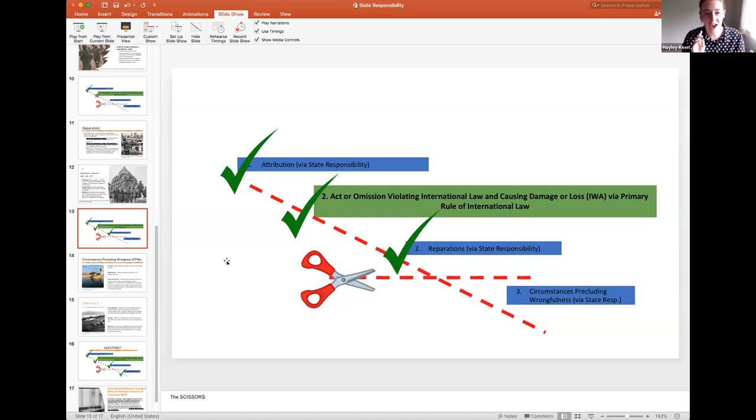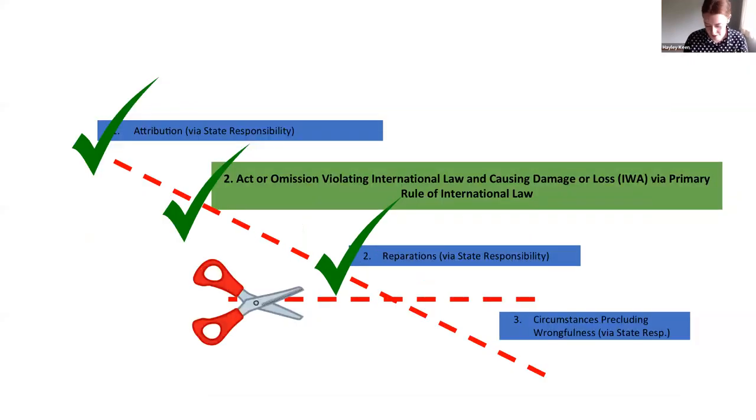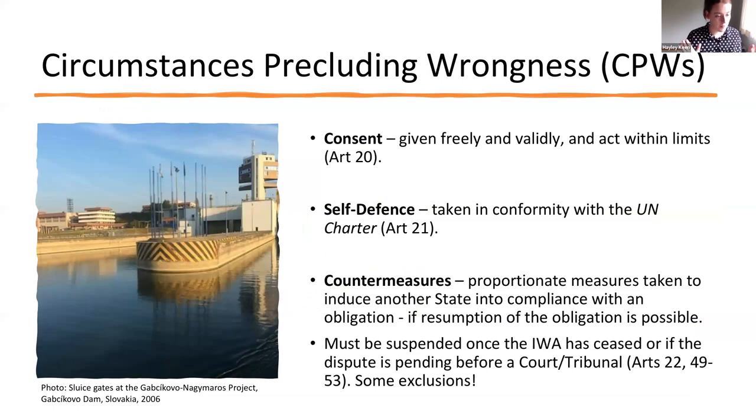So while you may have attribution, while you might have a breach, while we might owe you reparations, this is the final thing that makes you say, but there were these circumstances that stop us from actually being responsible here. So these are some of the circumstances precluding wrongfulness. There's 6 in total, pretty well defined. There are a few that kind of hang around in academic journals, which I won't go into.